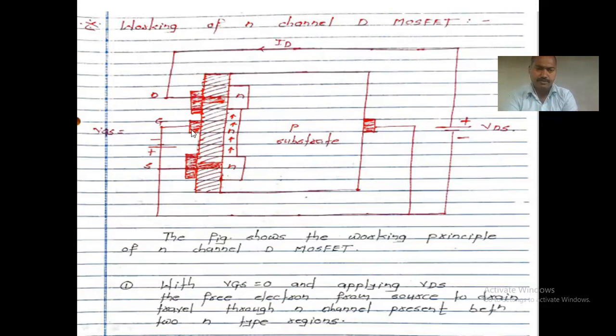Therefore when we provide VGS equal to 0, in that case there should be formation of this channel.